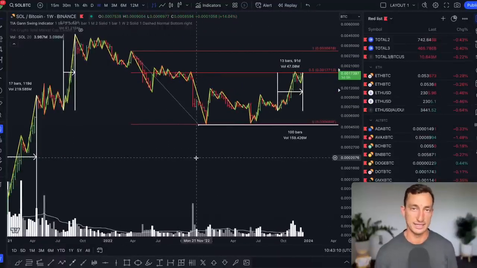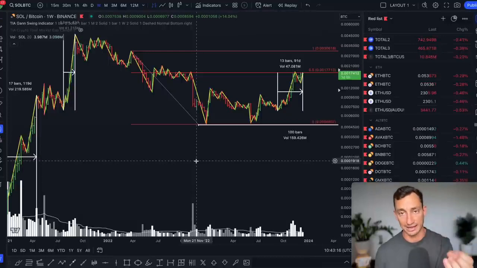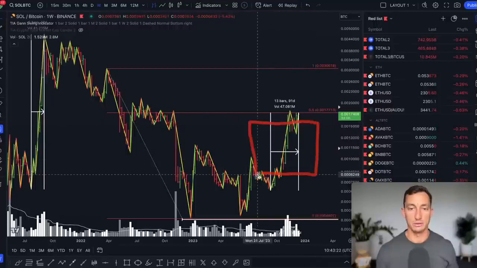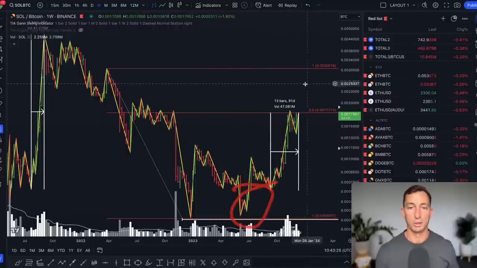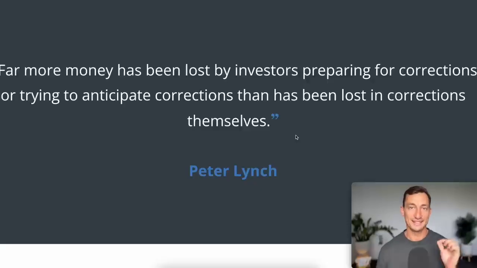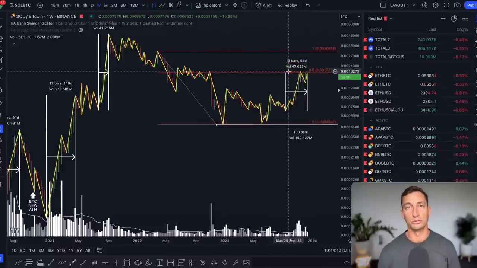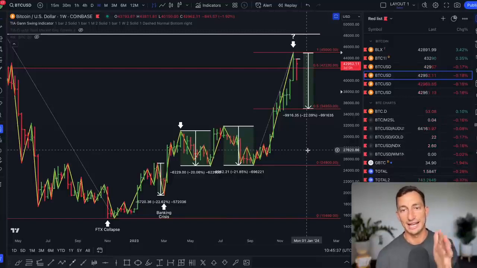So this is the idea that I'm sharing with you. We're looking at the market sentiment towards the end of moves. Doesn't mean that the top is exactly in, but at the end of the day, I think our job is to take a chunk of profits from the middle as best as we can and leave the bottom picking and the top picking for the others. Because as legendary hedge fund manager Peter Lynch has said, far more money has been lost by investors preparing for corrections or trying to anticipate corrections than has been lost in corrections themselves. Essentially, the way I read it is those trying to pick bottoms and exact tops lose the most money.